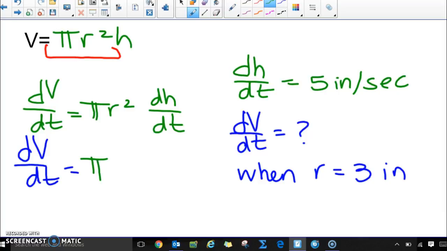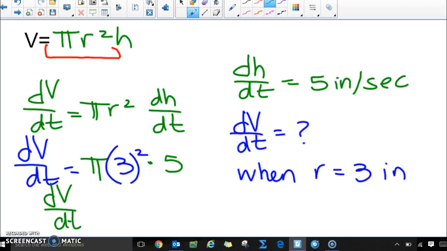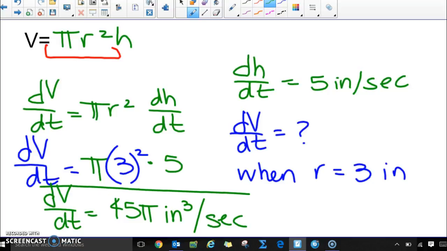I already know pi is pi. I knew that I'm interested in the moment that the radius is 3. Actually, it was always 3. And I was told that dH/dt is 5 at this moment. So the rate of change of the volume at this moment in time is going to be 45 pi. Volume would have a unit of something cubed. This is inches cubed over time, so it will be seconds.